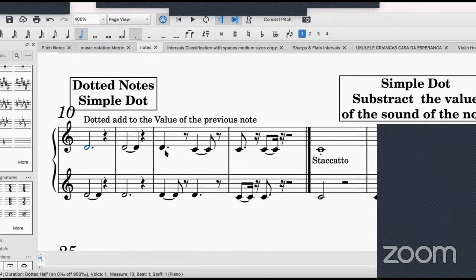Now, a dotted quarter note. Dotted quarter note is a quarter note plus eighth note, because the half of the quarter note is the eighth note. Let's listen.